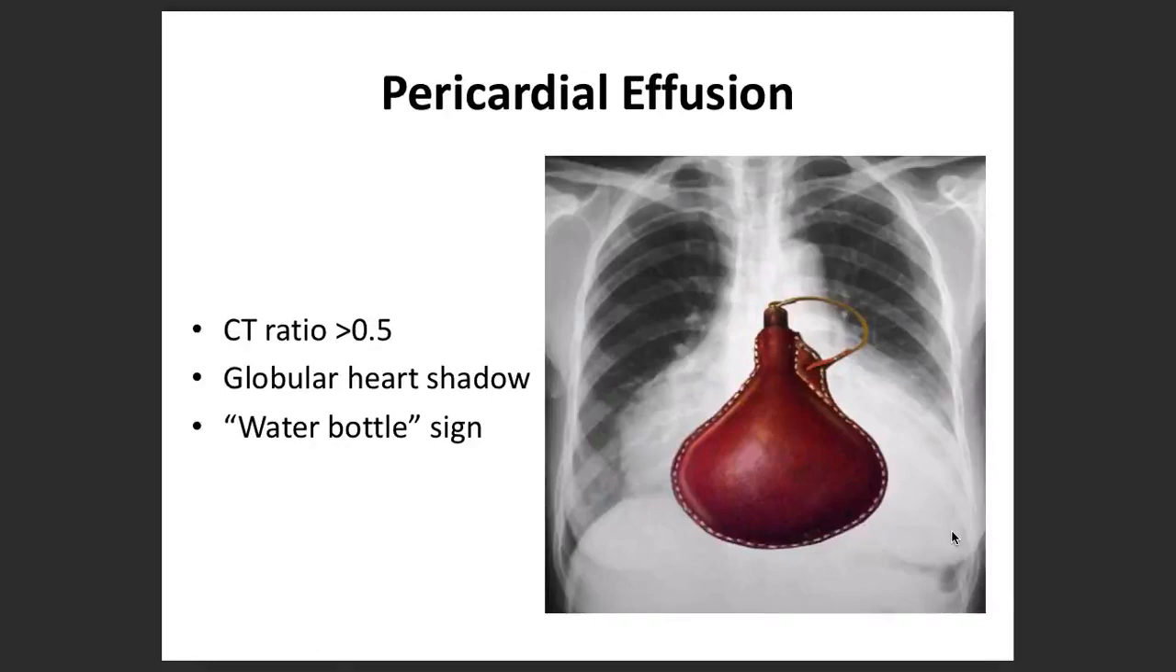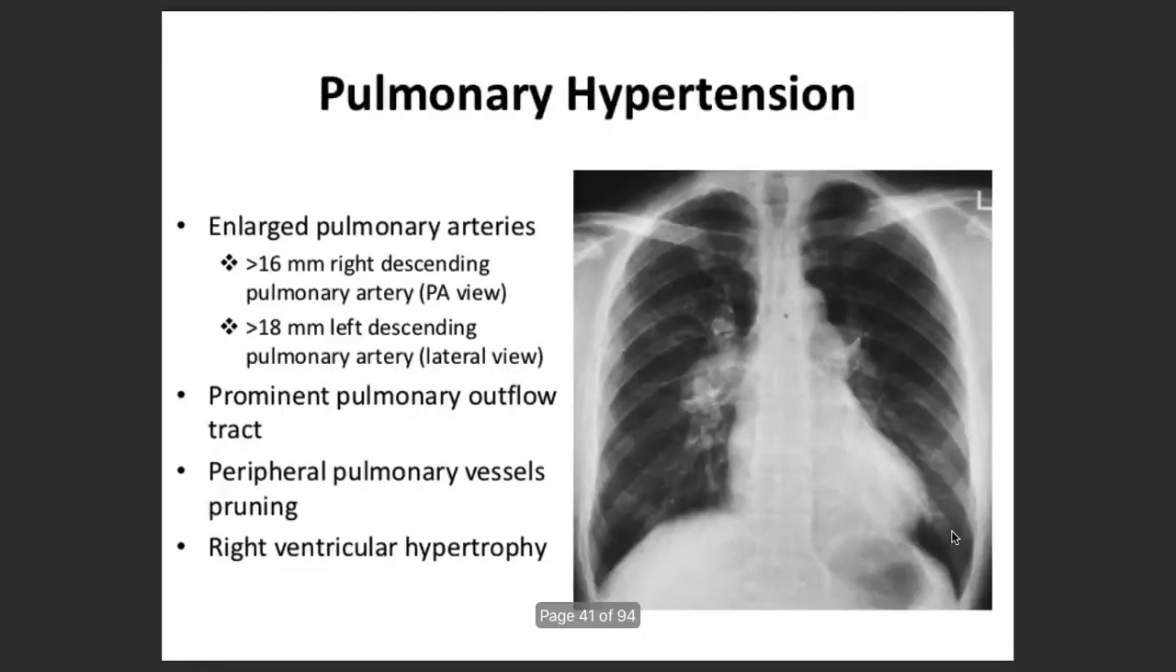So one of the other important things we always come across is pulmonary hypertension. So what is pulmonary hypertension? The pulmonary arteries are pretty much enlarged, okay? When we look in the PA view especially, the right descending pulmonary artery is prominent, up to 16 millimeters. And for the left side, seen more in the lateral views, it is 18 millimeters.